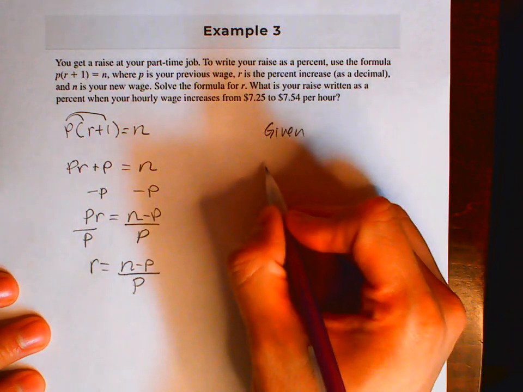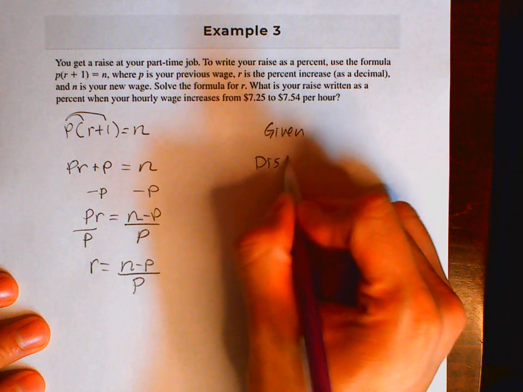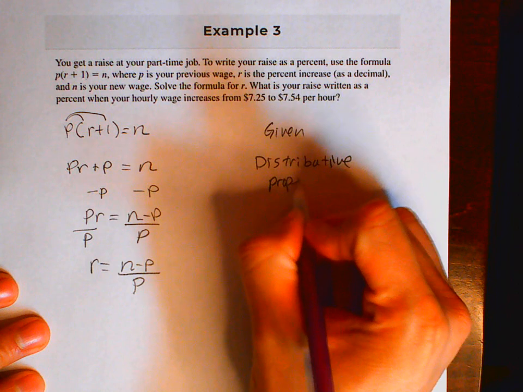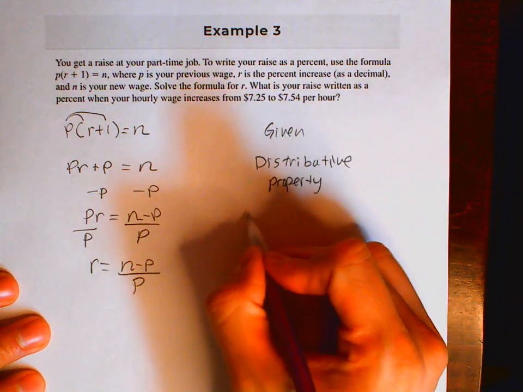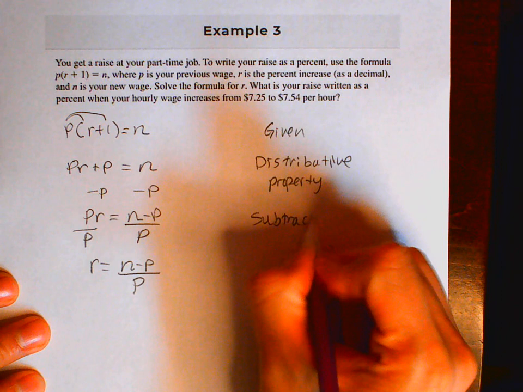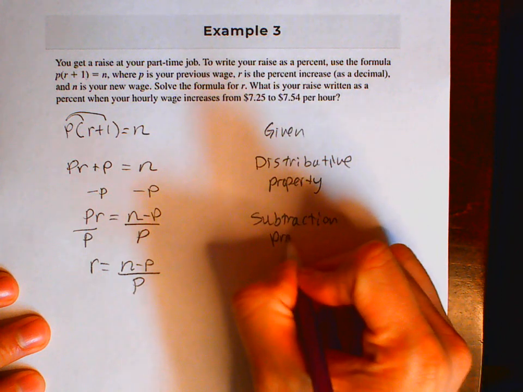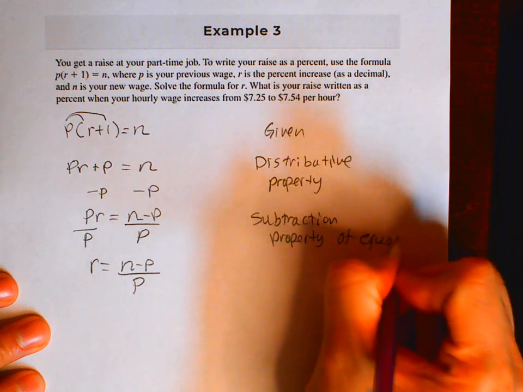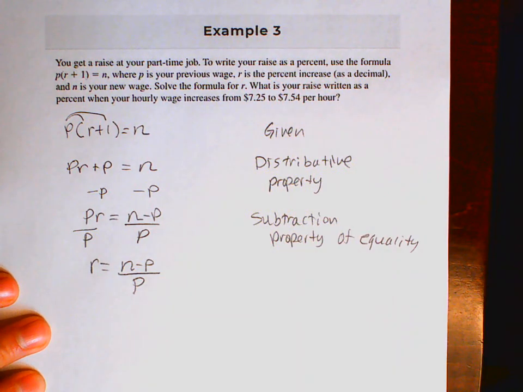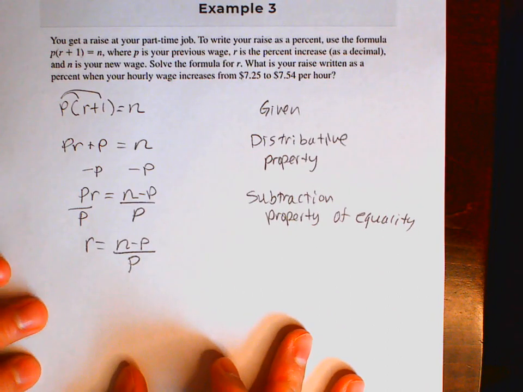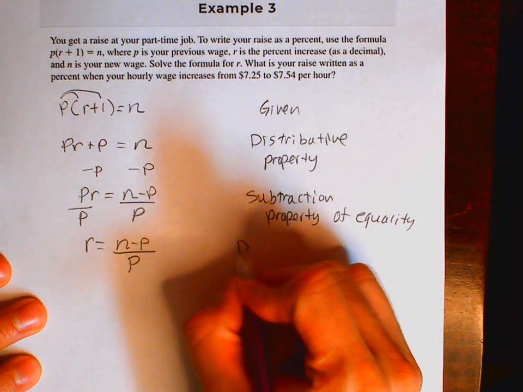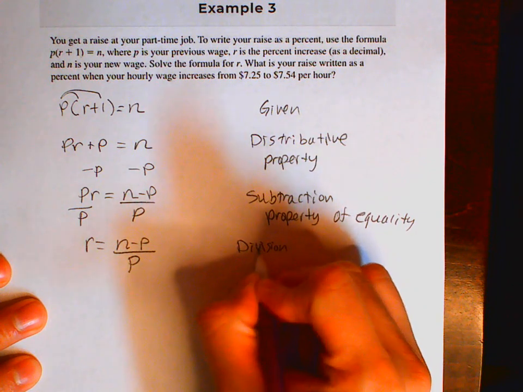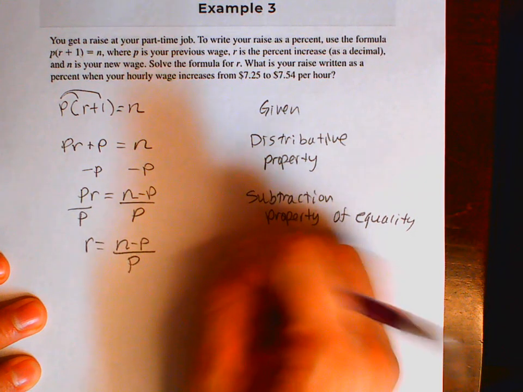Okay, so the first step I did was the distributive property. Next step was the subtraction property, and of course, of equality. Then the next step was the division property of equality. Man, my writing is getting worse.